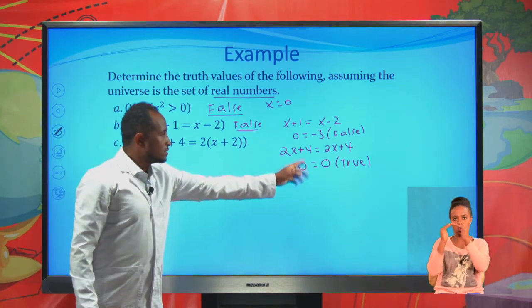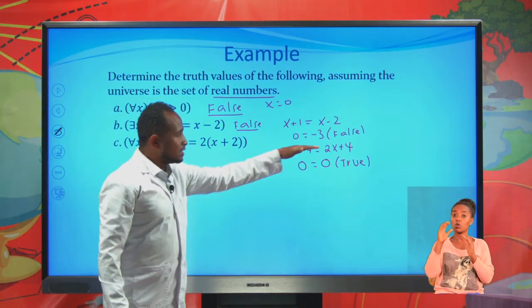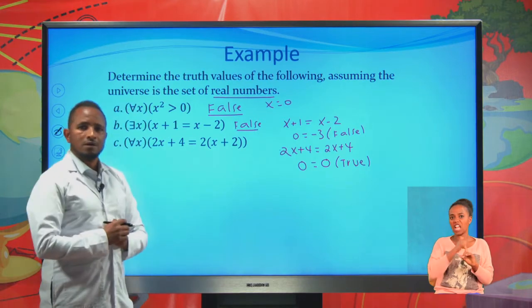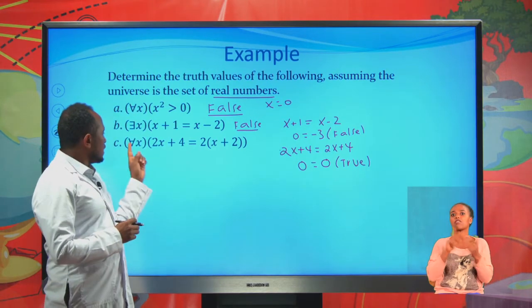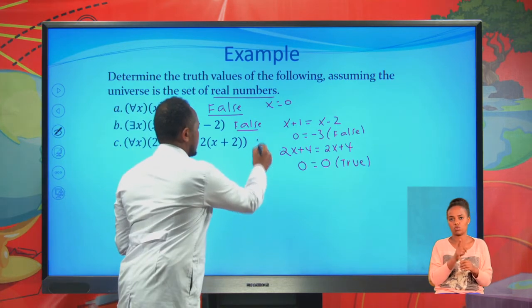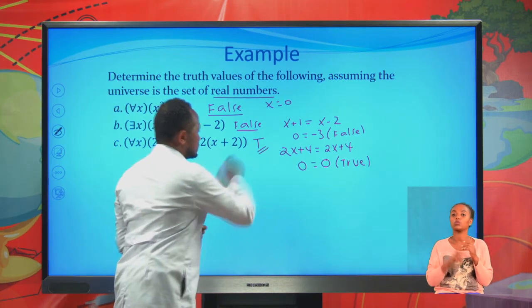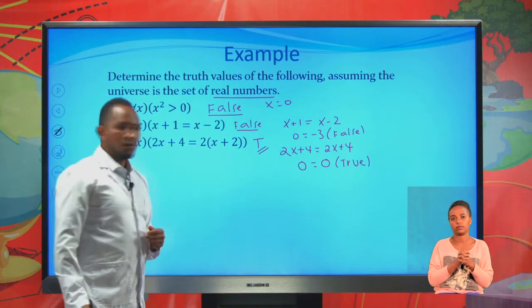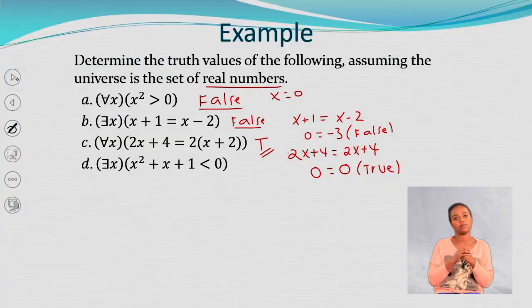You can see this one. This means 0 is equal to 0. Take any x, it satisfies the equation. Therefore, for any x, this is always true. Yes, it is true. The truth value is true. Now, next, this one.